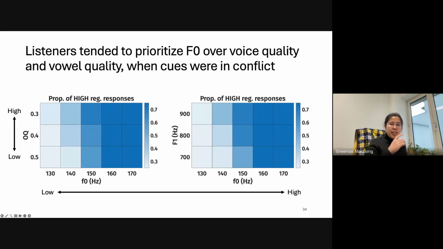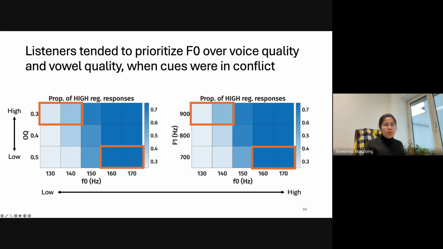And interestingly, listeners also tended to prioritize F0 over voice quality and vowel quality when cues were conflicted. So when you actually have high F0, even though the open quotient and F1 actually point more towards low register, participants still judge it as high register based on the high value of F0. Same story when you have low F0, even though the open quotient and F1 point more towards high register, participants still judge it as low register because they base it on F0 more.